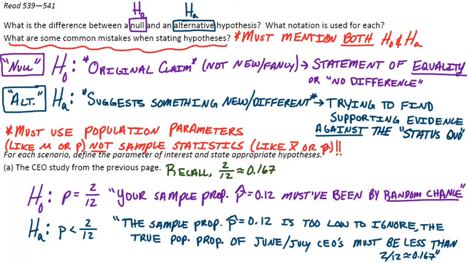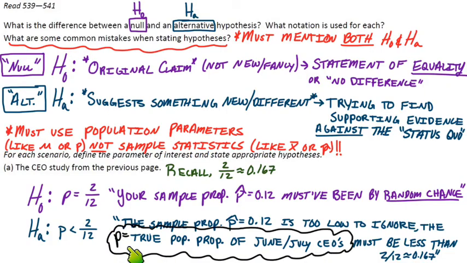Okay, one thing you'll notice we haven't done here yet is we never defined the parameter of interest. We never said what P was. Right? You may know it, but we can't just assume it's implied and people will know what P is. So as a little note here, P is the true population proportion of June-July CEOs. That'll be really important, and we'll lose points if we don't have that. We have the two hypotheses, right? And we also have to say where P is whatever it is. We have to give P in context here.